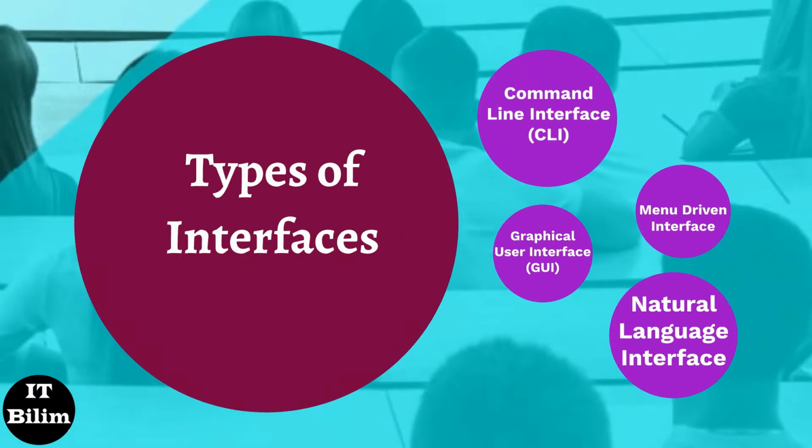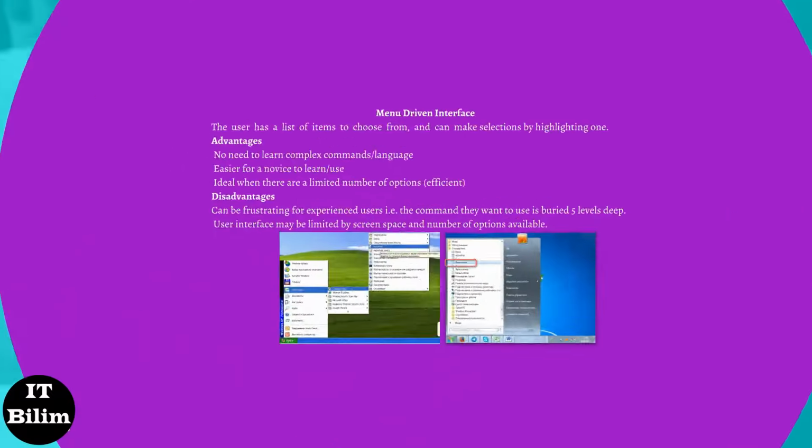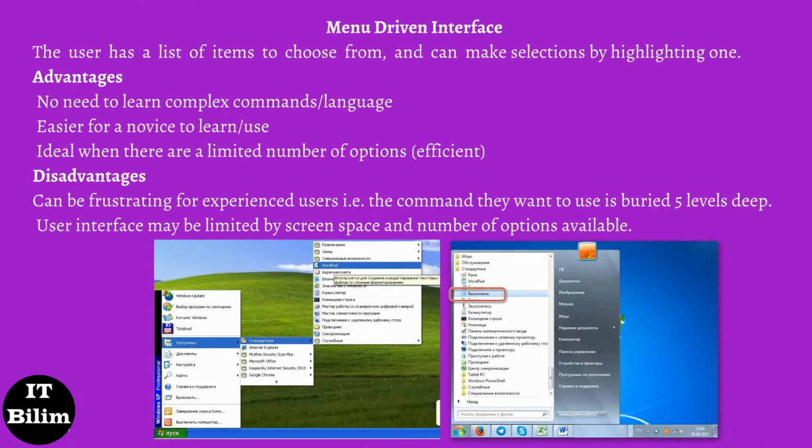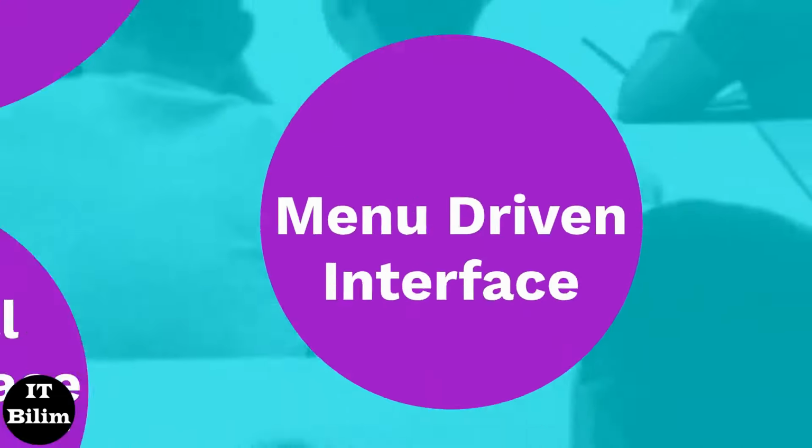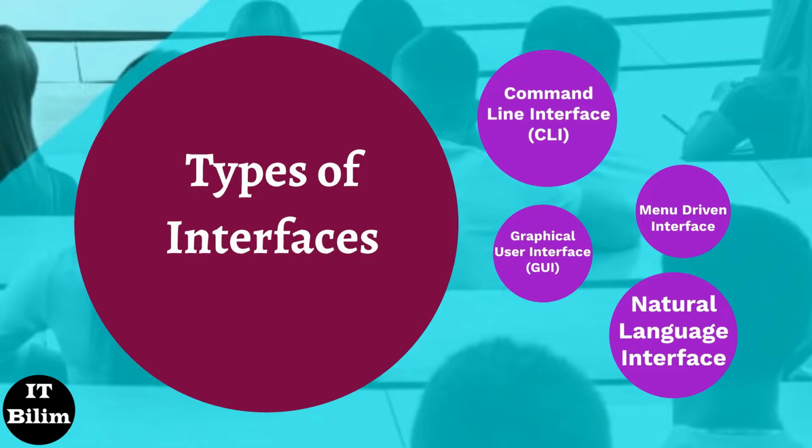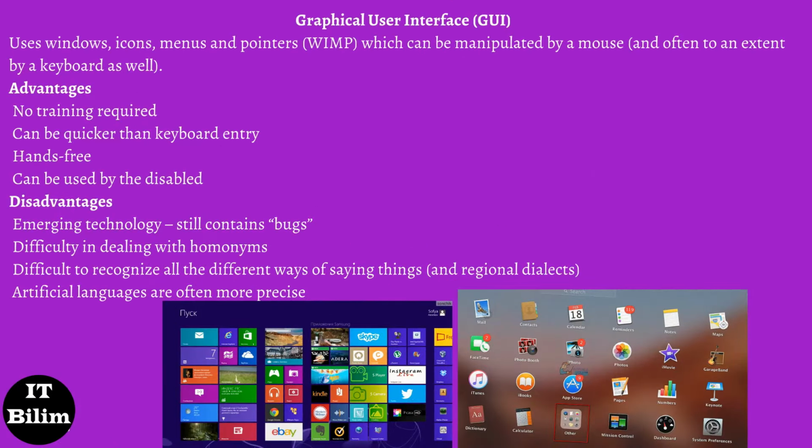Menu-driven interface. The user has a list of items to choose from, and can make selections by highlighting one. Graphical user interface, GUI. Uses windows, icons, menus and pointers, WIMP, which can be manipulated by a mouse, and often to an extent by a keyboard as well.